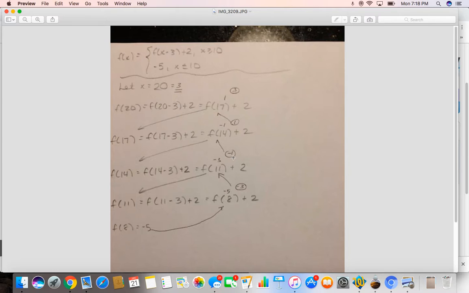So negative 1 is really what f of 14 is equal to. I go back to where I was called, and f of 14 was called right here. So I take negative 1, I plug it in for f of 14, and then I simplify. Negative 1 plus 2 is 1. That means f of 17 is equal to 1. I plug that in to where f of 17 was called right here. I go back to where I was called. So I plug 1 in for f of 17. 1 plus 2 is 3. That means f of 20 is equal to 3. And that's how I arrive at the answer.